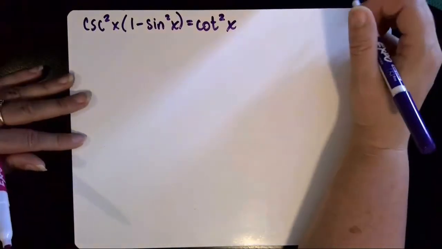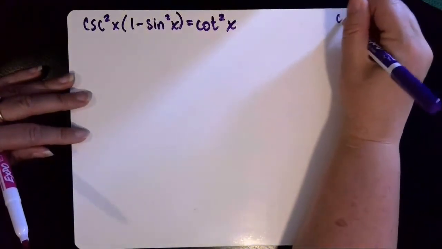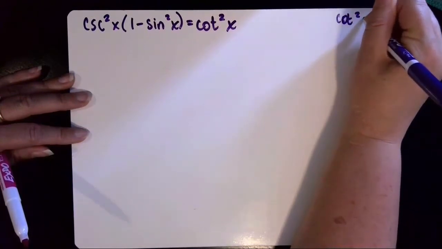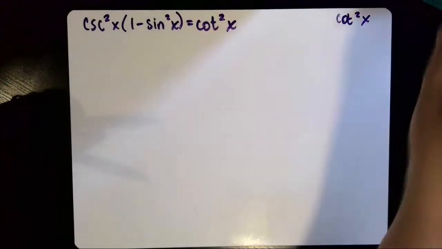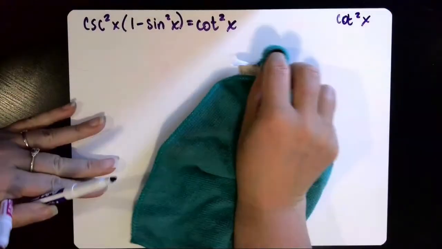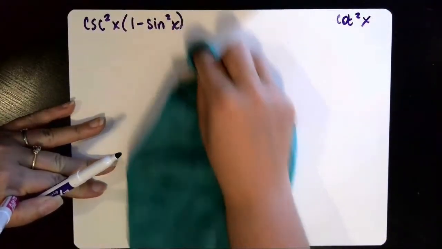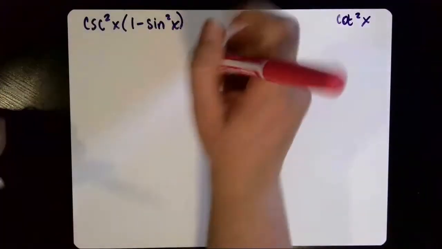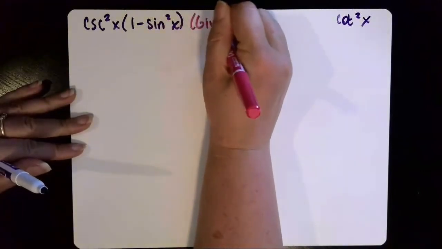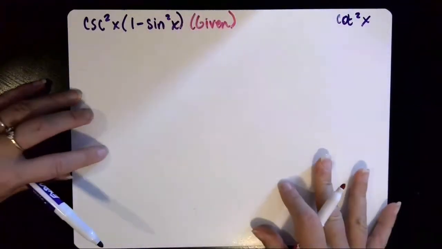information. So I'm going to go ahead and jot down my goal up here in the corner, which is to make the more complicated side match cotangent squared x. And then I'll just label this first step as my given and save myself some space.